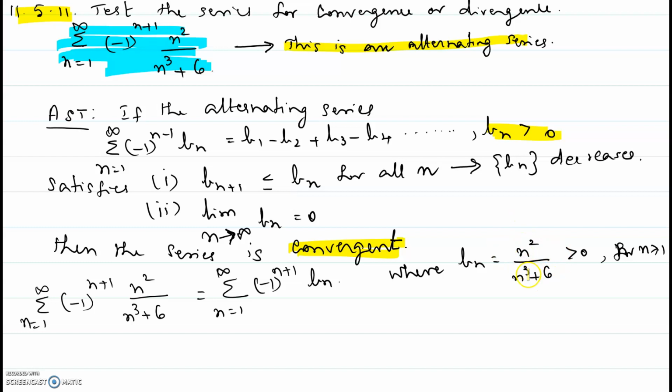Sometimes it's an obvious condition, like we did in the previous problem, problem number 5 of 11.5, where it was easy to prove the decreasing condition. In this case, it's not that obvious because it involves n on top, not just a constant. So we are going to apply the increasing decreasing test that we did earlier. We can consider the corresponding related function, which is x square over x cube plus 6, where n is replaced by x.